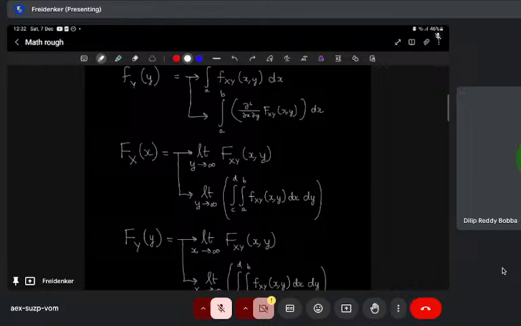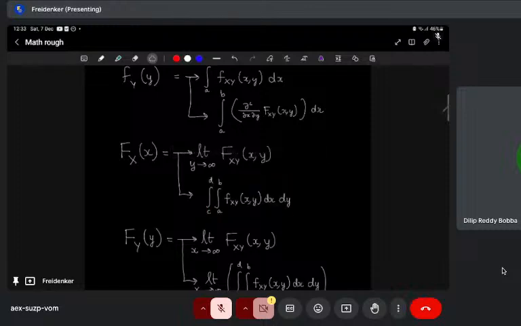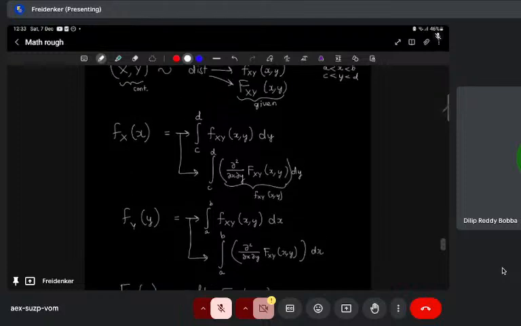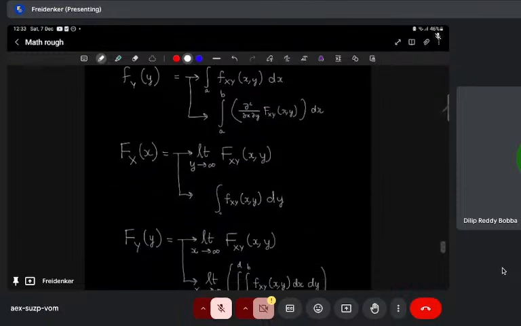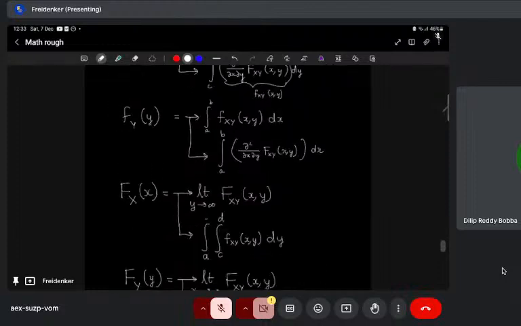Instead of doing this, you can directly do this. If you have access to the PDF, you can directly do something: first you integrate across Y. Y ranges from C to D. You could have done the previous thing as well, but the idea here is that X is lying from A to B, so now you will integrate it from A to X. This will be sufficient.